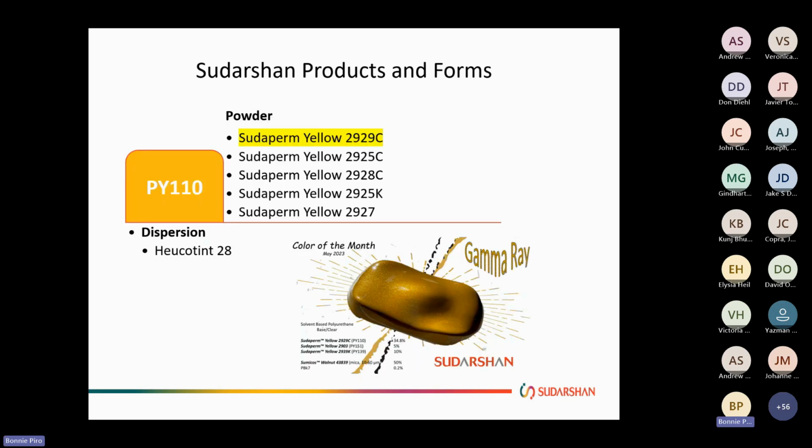From a product perspective, this is a chemistry that comes to the new Sudarshan through the legacy Sudarshan product portfolio. There are a number of products in powder form for both coatings and plastics applications, and you can see here this color of the month development was done with a transparent version of the Pigment Yellow 110.